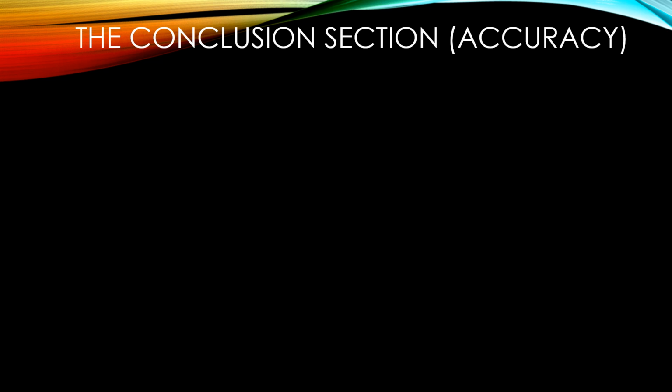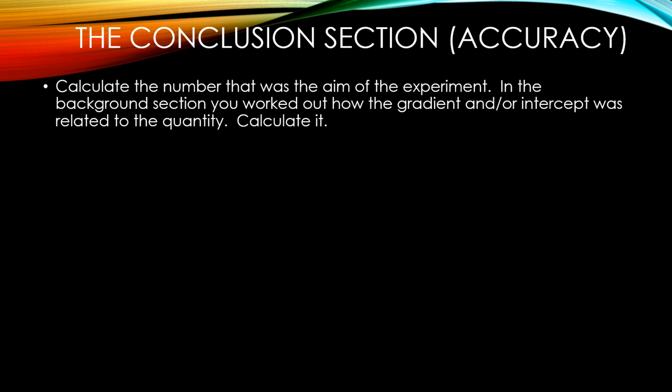Then the second part of the conclusion section: was your experiment accurate? How do you know if your experiment is accurate? You compare it to the target value. So what you currently have are the gradient and the intercept. So first thing you need to do is calculate the number that was the purpose of the experiment. So in the background section you worked out how the gradient or intercept was related to the quantity you're interested in, so you calculate the quantity.